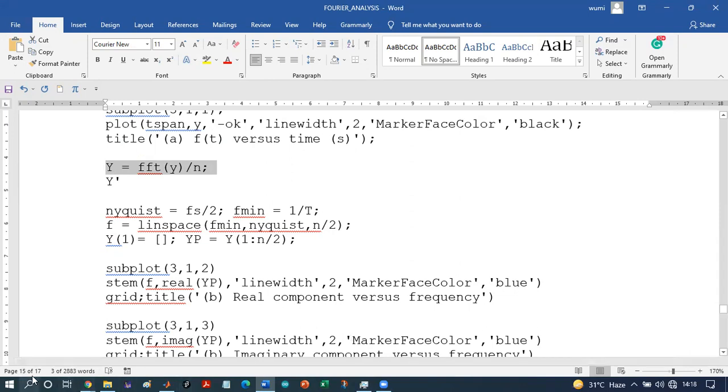Stem is something like plots. So you can replace it with plots. It's the same thing as plots. So instead of using stem, you can use plots.